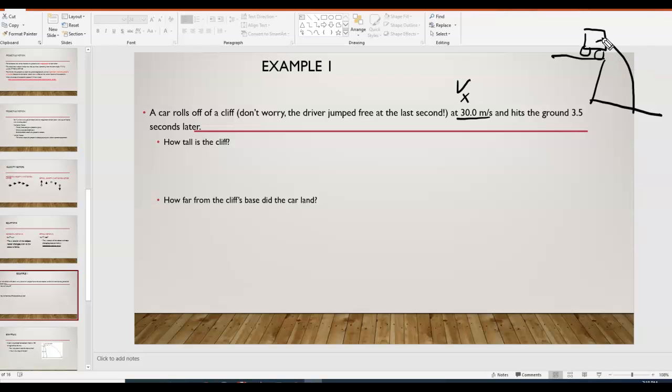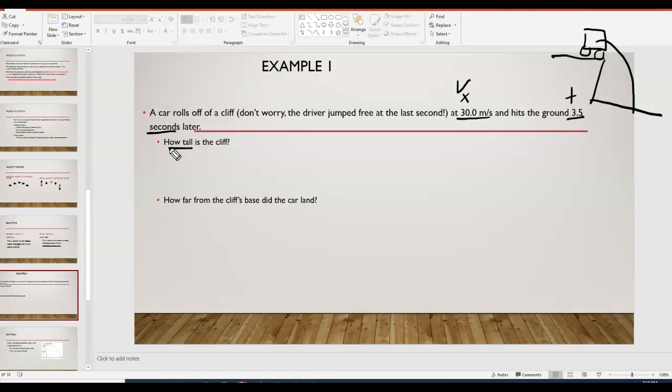And this shape of this path is a parabola, like we talked about before. So this is a projectile motion problem because the car is moving sideways, but it's also falling down at the same time. Okay, now, so we have Vx, and it hits the ground 3.5 seconds later. Of course, seconds is time, so I'm going to label that as t. Now, the first question says, how tall is the cliff?